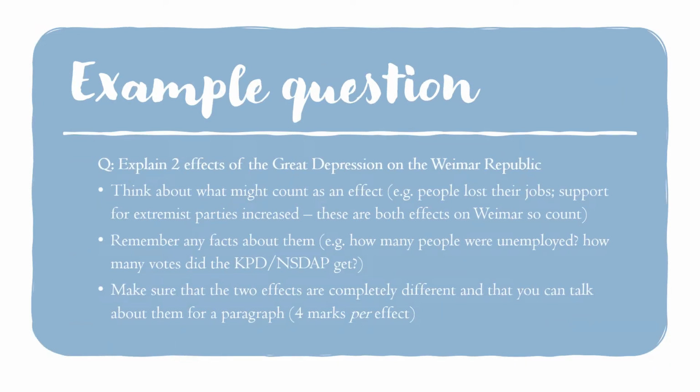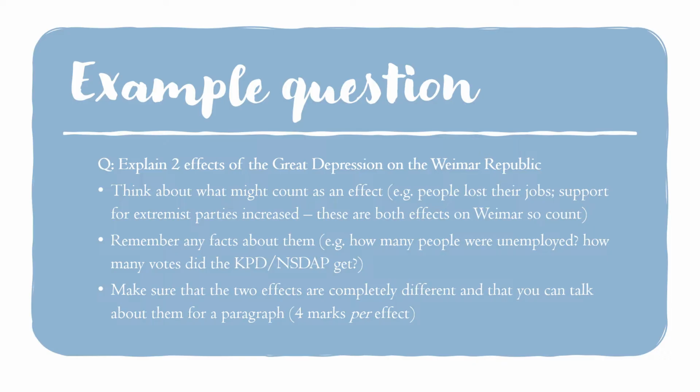So now we're on to an example question. The question is, explain two effects of the Great Depression on the Weimar Republic. So immediately here, think about what might count as an effect. So for example, people lost their jobs, support for extremist parties increased. It says specifically, and this should jump out at you as you read that question, on the Weimar Republic.